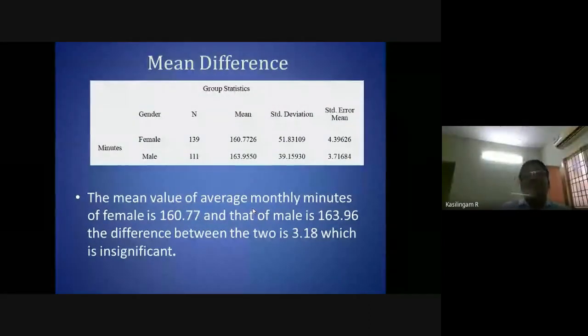Now it gives the mean value also. In the next, this is the first table you get.